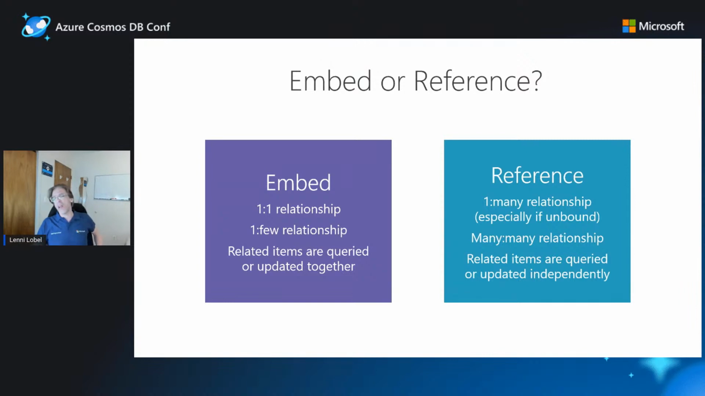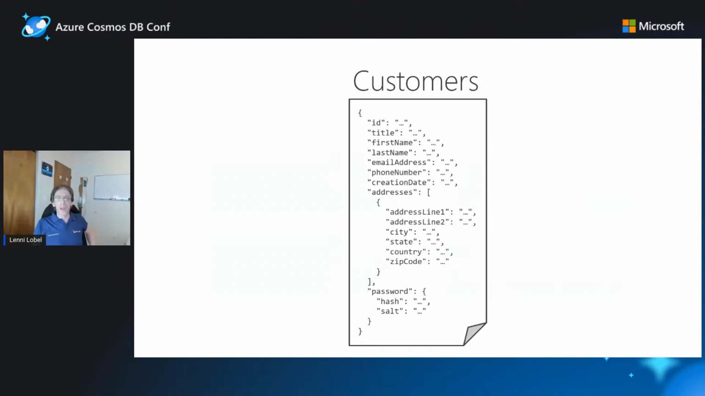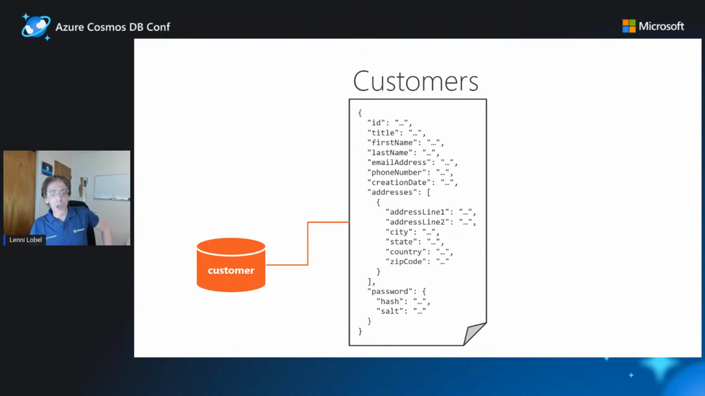But again, these aren't hard and fast rules. For our scenario here, we can certainly go with embedding for the addresses and for the password, and turn 3 tables into 1, essentially, by encapsulating all of that information in our customer entity. And then the question at that point becomes, if we're going to store customer documents like so inside of a customer container, how do we partition that container? What is our partition key? The most critical question that you'll always have to ask when defining a container.